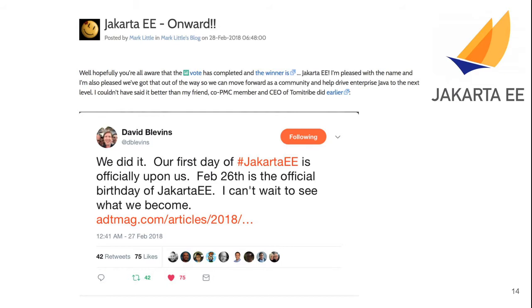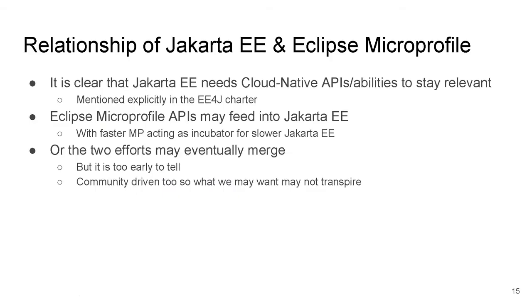Now, as I said, E4J is the name of the top-level project. It's not the brand name. We ran an open process for people to submit names for the brand, as well as an open process for the logo that would go with it. And there was a vote on both. Jakarta EE is the name that won the brand name. So that essentially becomes the new name of Java EE. And the logo is the one you see here, the clipper. And I'm actually quite pleased to say that that logo was designed and then presented to the Eclipse Foundation by one of Red Hat's own graphic artists.